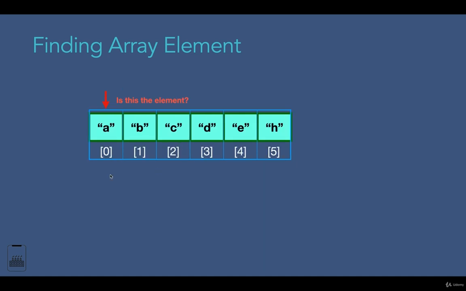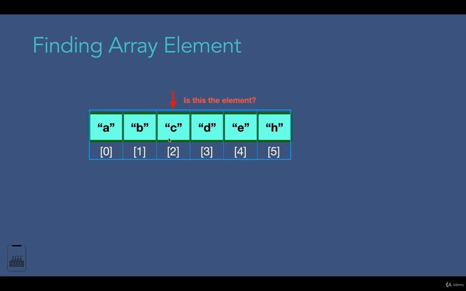Let's say we have an array like this and we want to look for the value of e. The first thing that we are going to do is go to the first element and check if it is the element that we are looking for or not. You see that we are looking for e, but in the first cell we have a, so this is not the element that we are looking for. Then we continue to the next cell. In the next cell we have b. Is this the element that we are looking for? You see that it's not. Then we continue to the next cell.